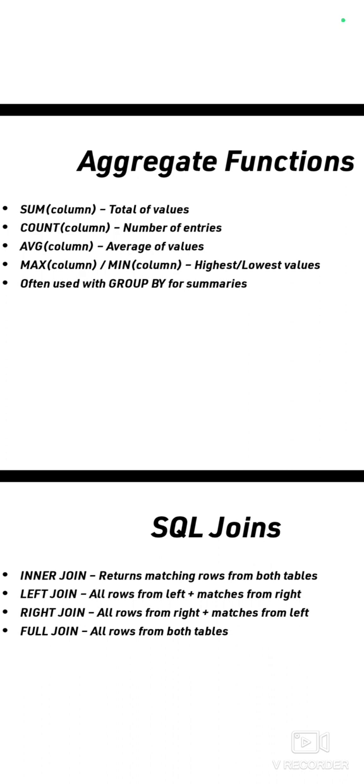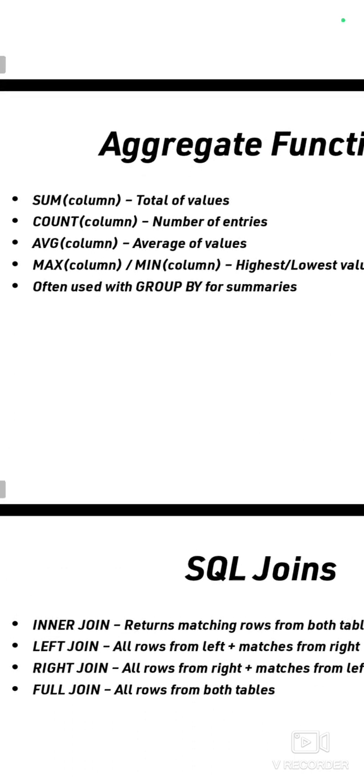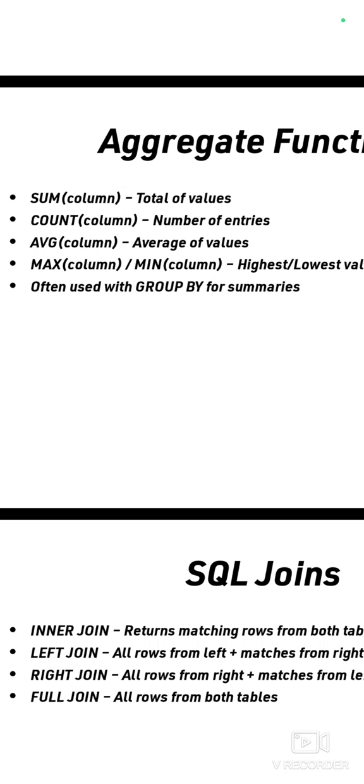sum of a numeric column. SUM(column_name) returns the total sum of all non-null values in a column. Second one is COUNT. The COUNT function returns the number of rows that match a given condition or are present in a column. COUNT(*) counts all rows. COUNT(column_name) counts non-null values in the specific column. COUNT(DISTINCT column) counts unique non-null values in the column.